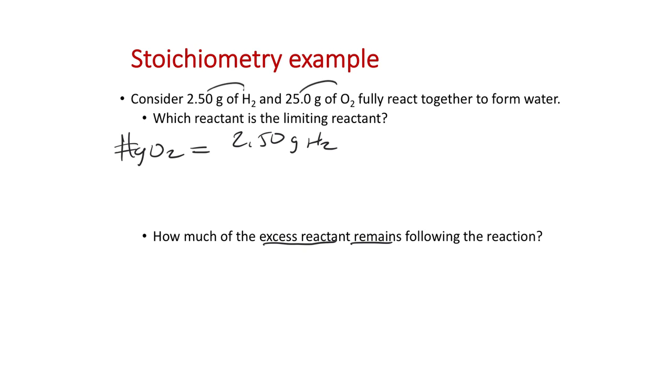Or I could find that I need less O2 to react with H2 than what's given, and then I've identified H2 as the limiting reactant. So by figuring out the mass of O2 here, I can figure out, by one calculation, which of these 2 reactants is the limiting versus excess reactant.